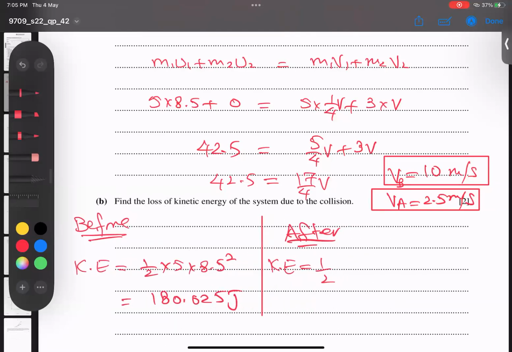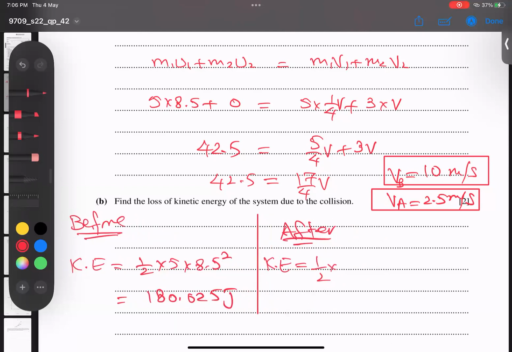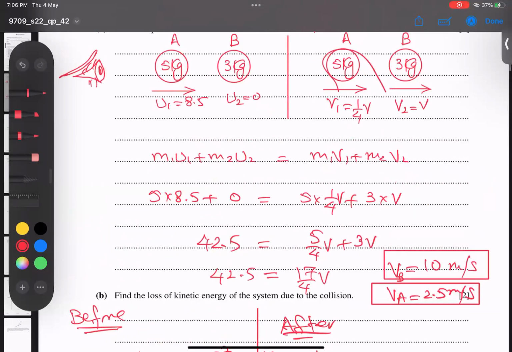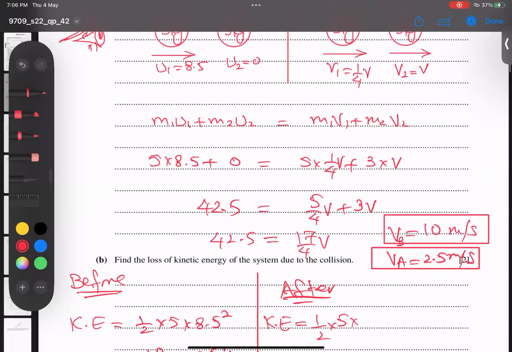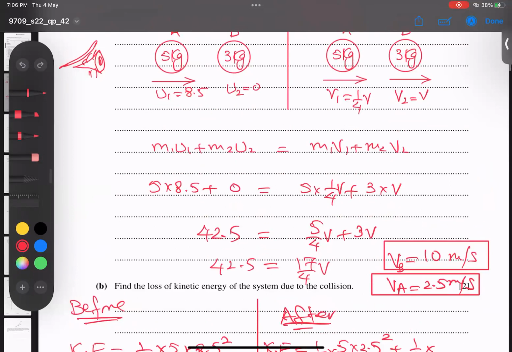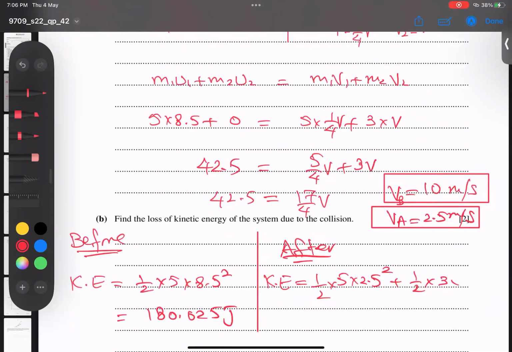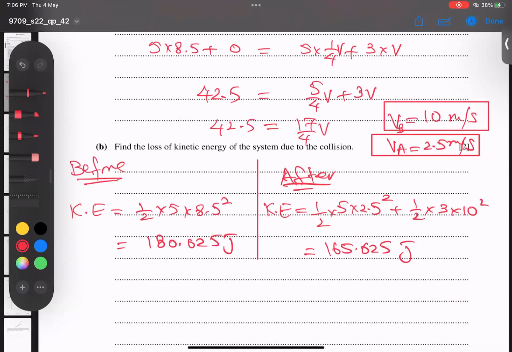Okay, so half mv squared. What is the mass of this? 5 into 5, into 2.5 squared. And the second one has mass 3 and v is 10, half mv squared. So let's try to find it. It is giving us 165.625 joules.